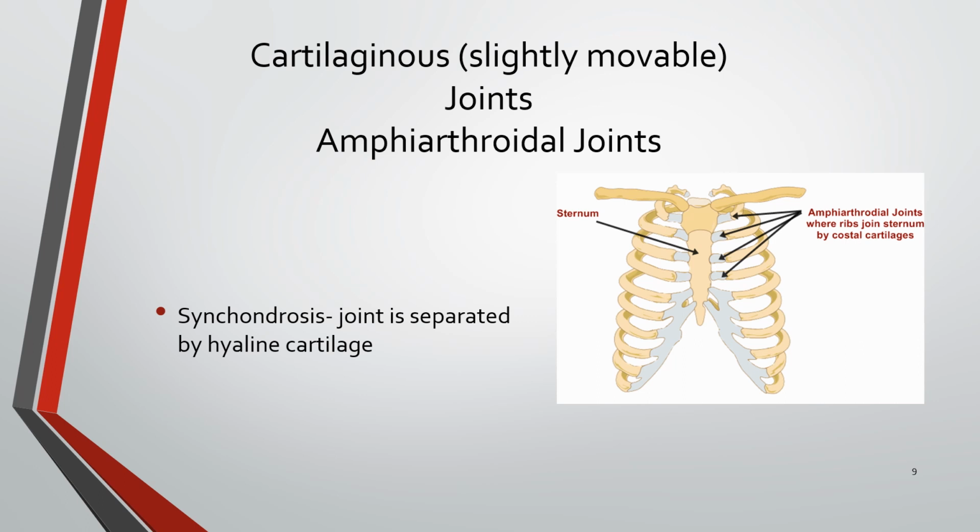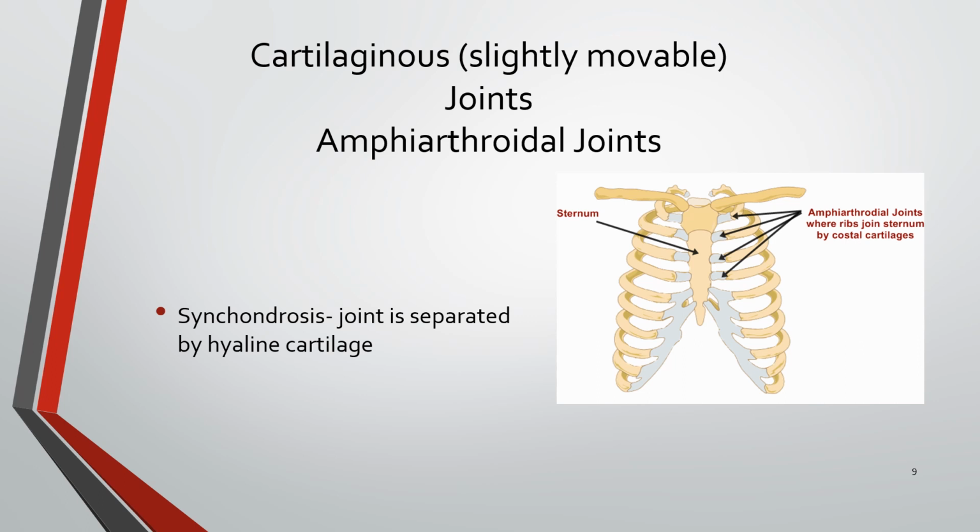Okay, so we're going to talk about the amphiarthroidal joints next. And again, these are slightly movable joints. And this is going to be made of a cartilage structure. And like I said, slightly movable in nature. And we've got the synchondrosis joint. And that's going to be separated by hyaline cartilage.